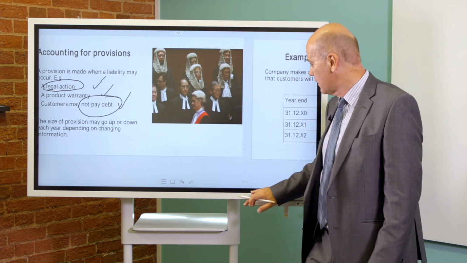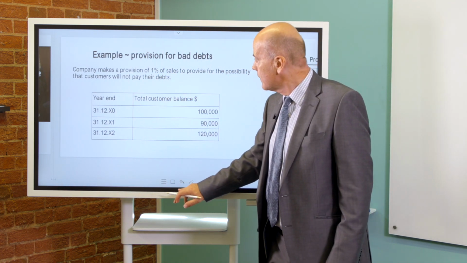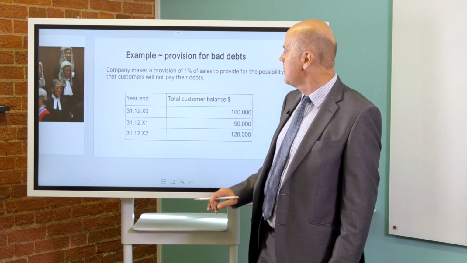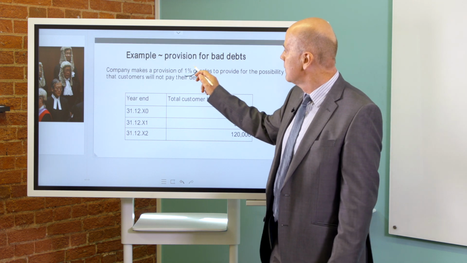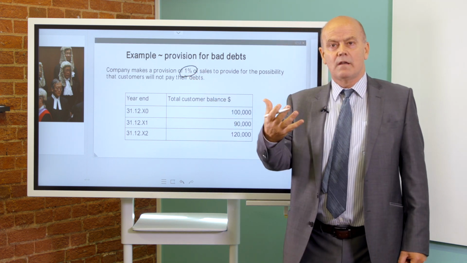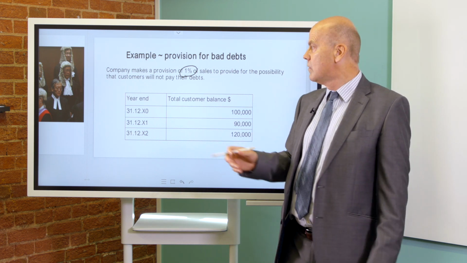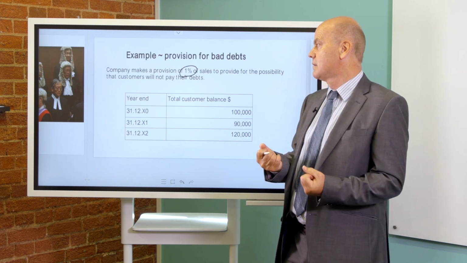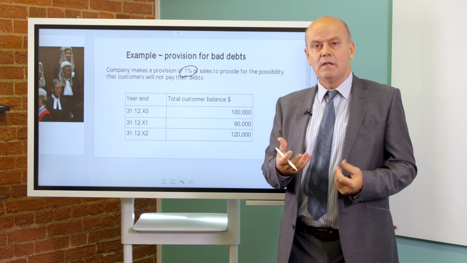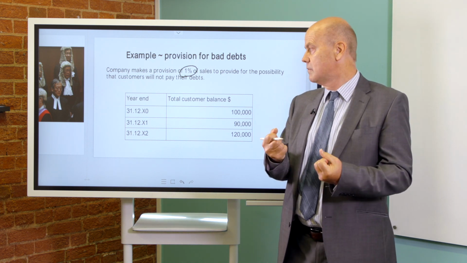Okay, let's have a look at this in action. We have a company here and they make a provision of 1% of sales each year. The reason they do that is that they've done research and they found in general, on average, 1% of the customers don't pay. They are bad debts. So that being the case, we need to have money in reserve. We need to have a provision against that potential.